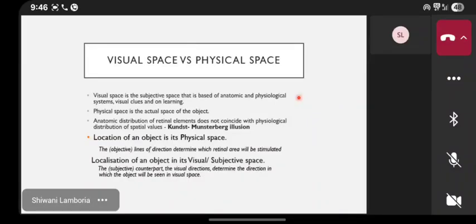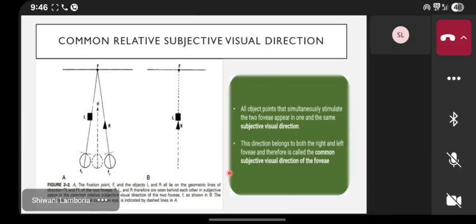Anatomic distribution of the retinal elements doesn't coincide with the physiological distribution of spatial values, which is the Kundt-Münsterberg illusion. So, location of the object is its physical space, and localization of the object is its visual or subjective space. Then the common relative subjective visual direction.